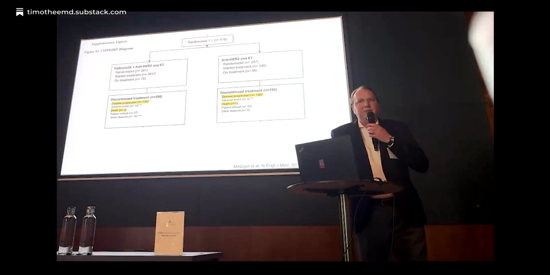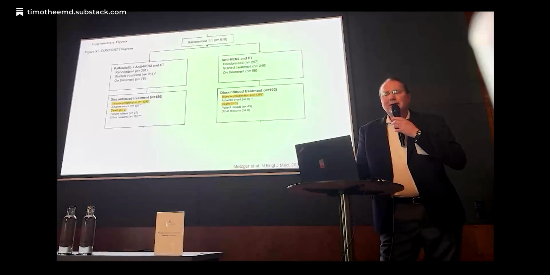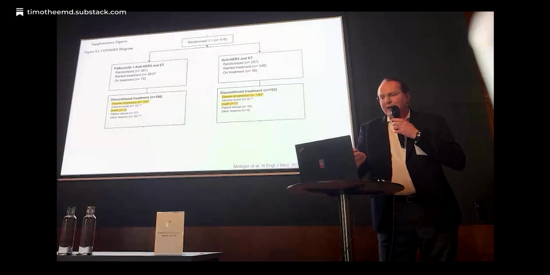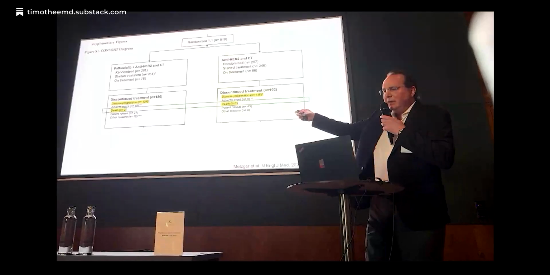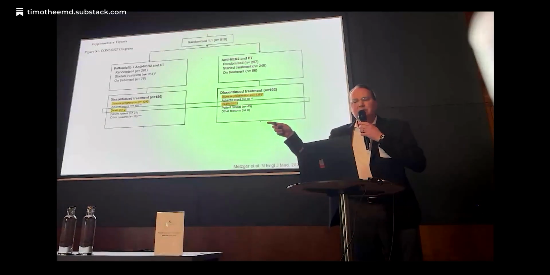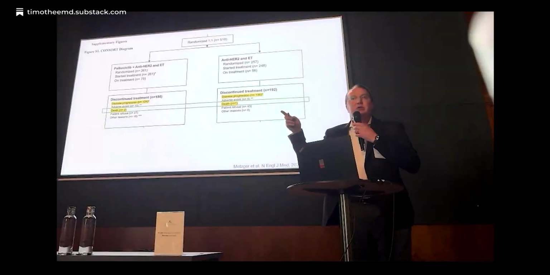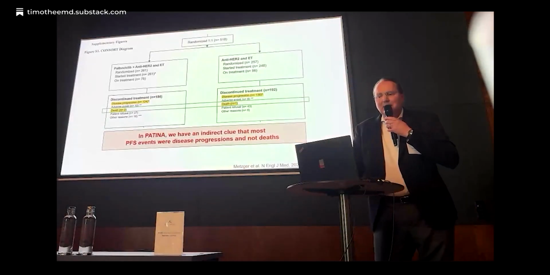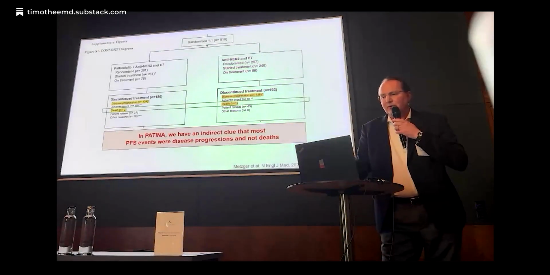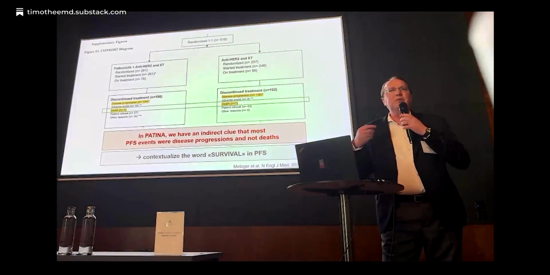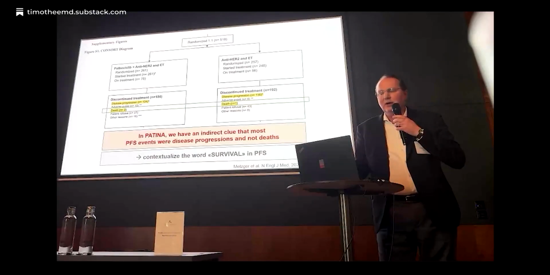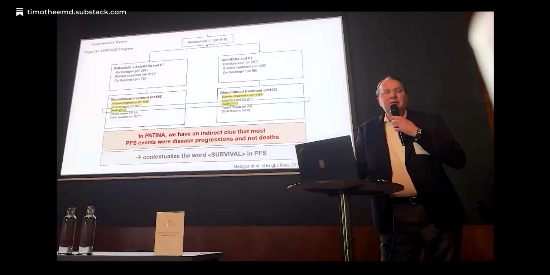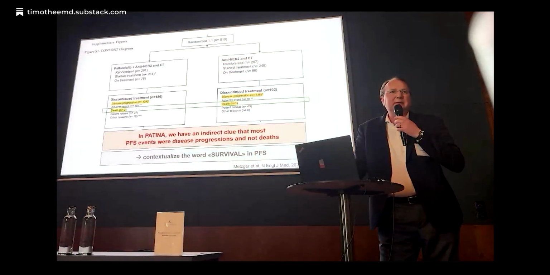So in PATINA, back to PATINA, you have a clue. And this is one first tip for informative censoring. Always try to go to the consort diagram. As you can see, you have 2 patients discontinuing treatment and 1 in the other arm due to death, but most are discontinuing treatment due to disease progression. So in PATINA, we have an indirect clue that most PFS events were disease progression and not death. So to me, it's recontextualizing this word, survival. I think that was the reason why some people wanted to change the name. I don't know if that's a solution, but I think that's very important.